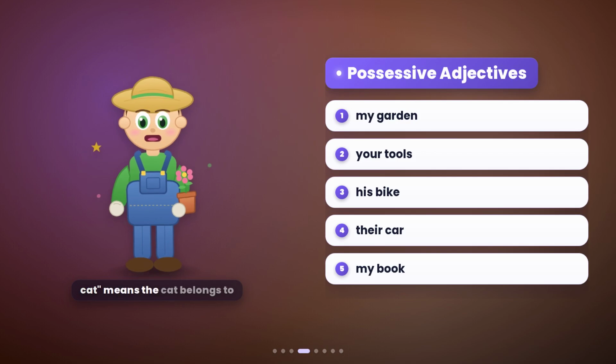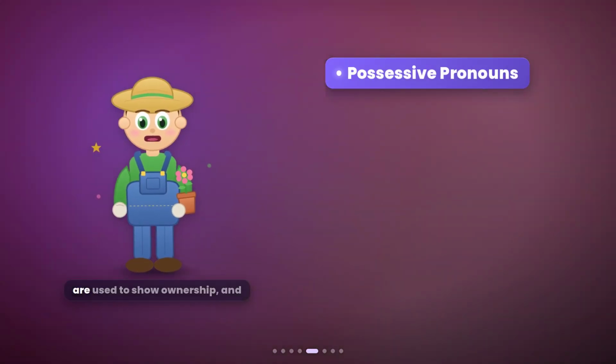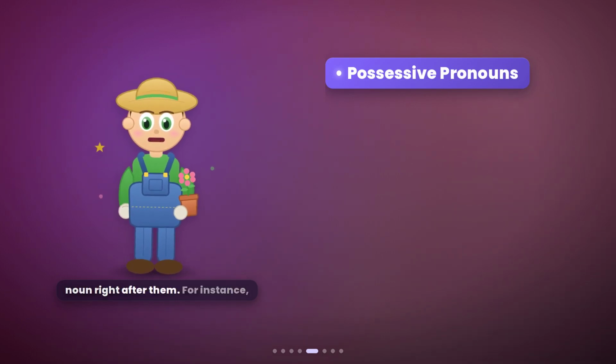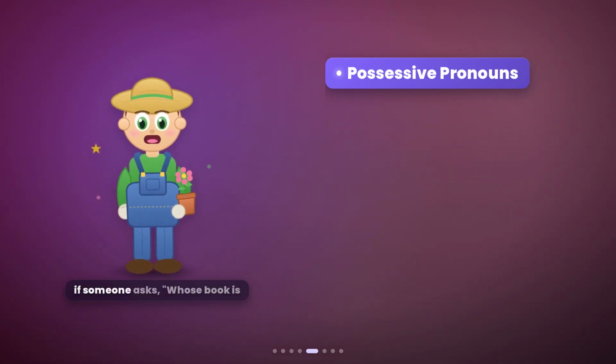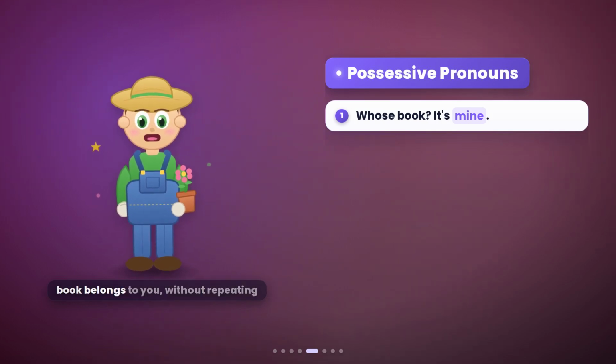So her cat means the cat belongs to her, while our house indicates the house belongs to us. Possessive pronouns are used to show ownership, and they stand alone without needing a noun right after them. For instance, if someone asks, "Whose book is this?" You might respond with, "It's mine." Here, mine indicates that the book belongs to you without repeating the word book.